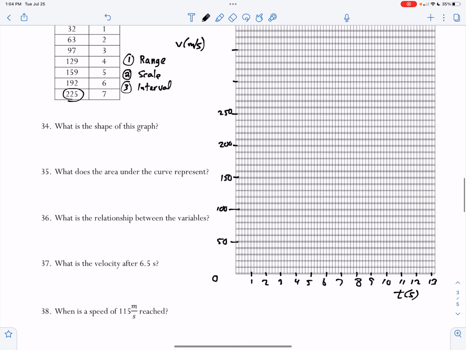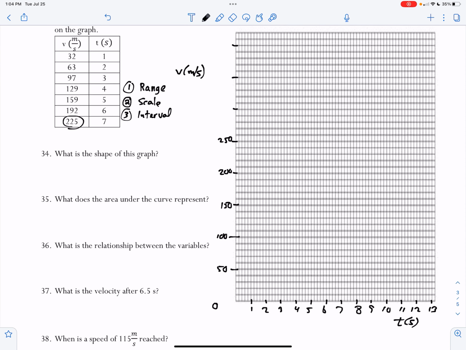So at this point, go ahead and plot your data points. What I want you to do right now is pause the video, plot your data, and let's compare notes in just a second.